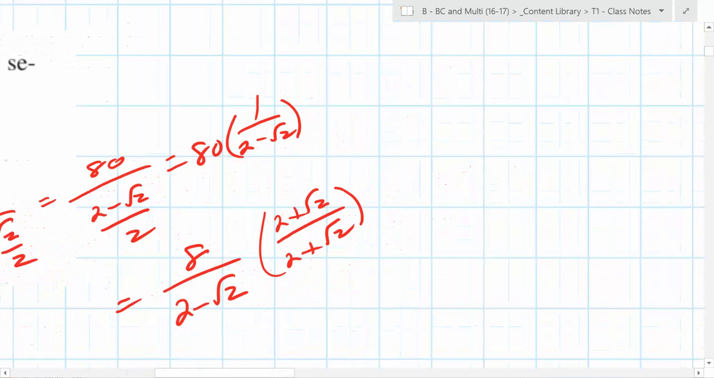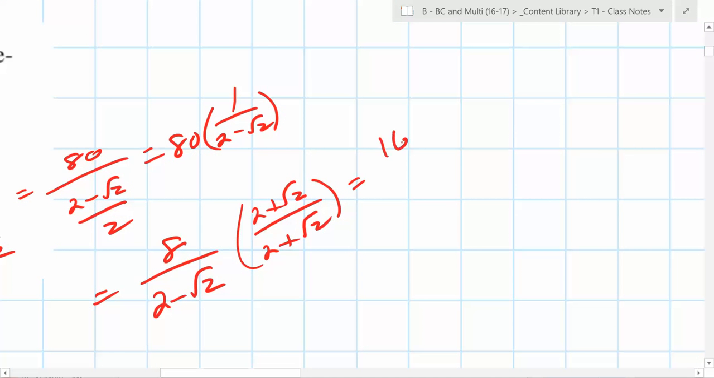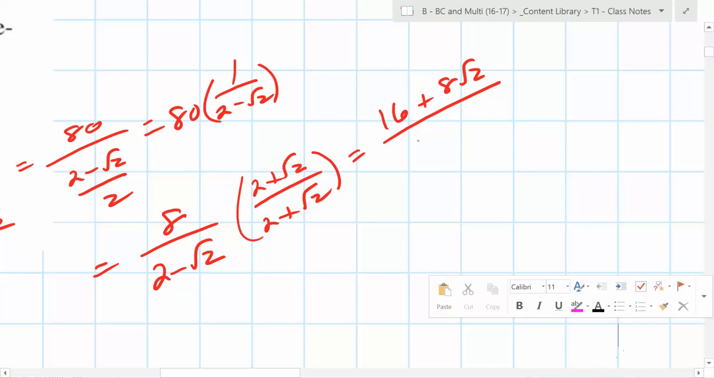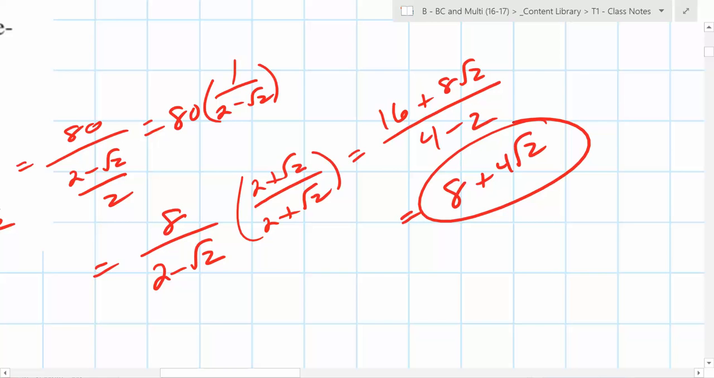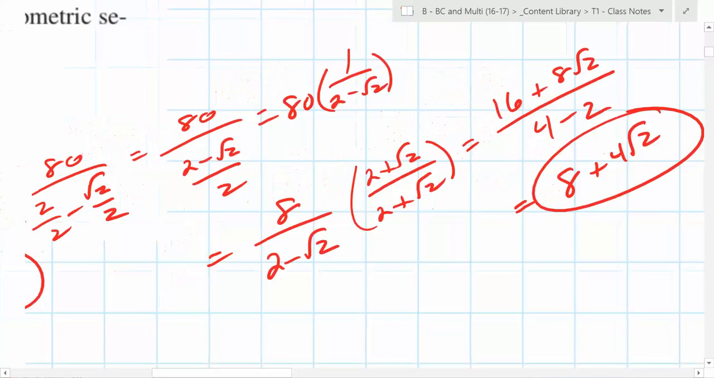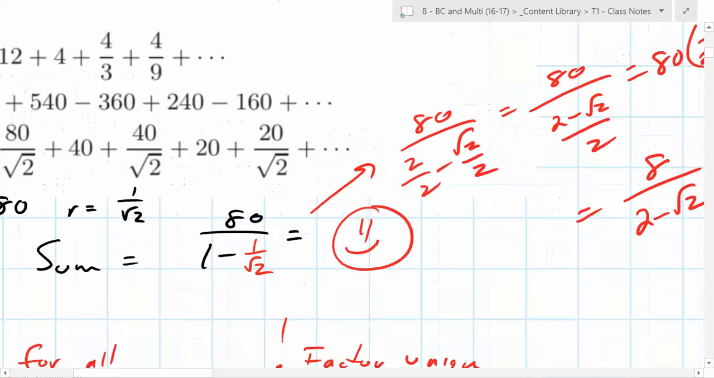Why do you do that? What happens if you do that? You get 160 plus 80 root 2, but what happens on the bottom? What do you end up with? 4 minus what? 4 minus 2. So you end up with what? 80 plus 40 root 2. So that's what you would see probably in the answer book. I'm okay with leaving it right there.